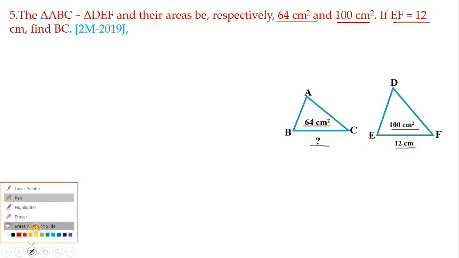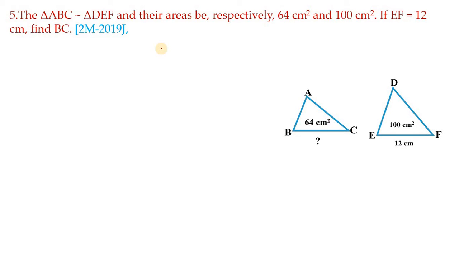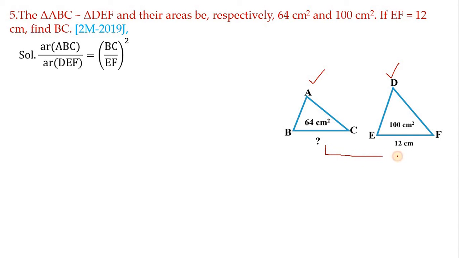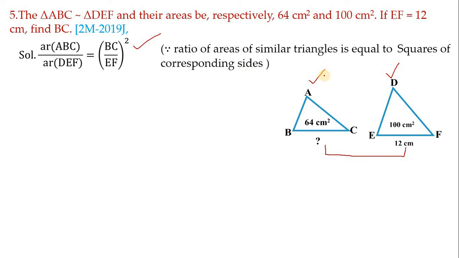So as I said, this problem is based on areas of similar triangles. So by using that theorem, how can we write for this? That is, area of ABC by area of DEF is equal to, which sides you are going to consider? Which side measurement you wanted to find, and which side measurement they have given, those sides' ratio you want to write, that is BC by EF whole square. And this is the reason, children: the ratio of areas of similar triangles is equal to the squares of corresponding sides. So in simple way you write it like this.